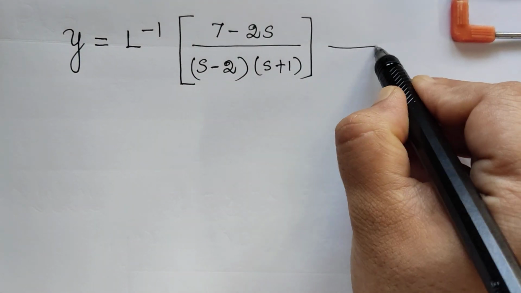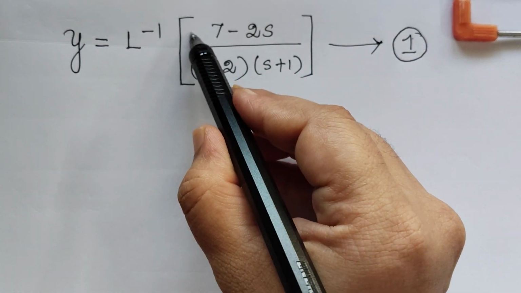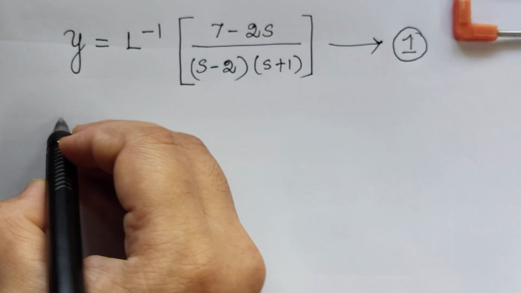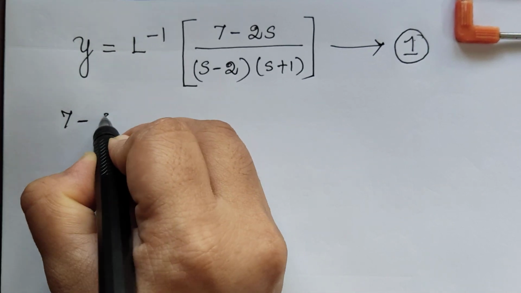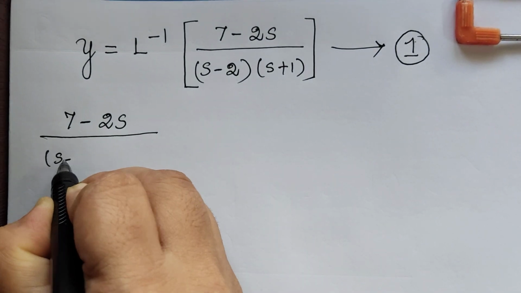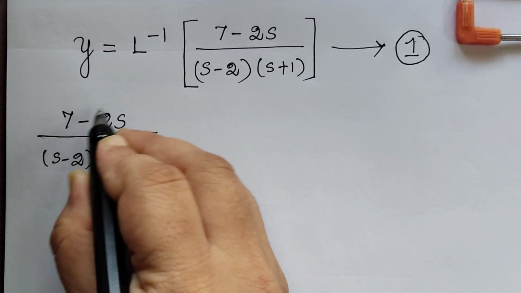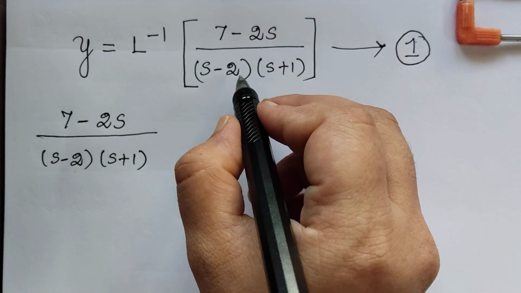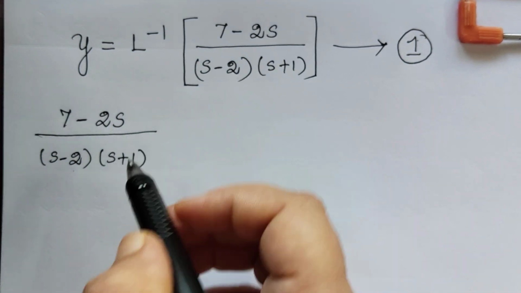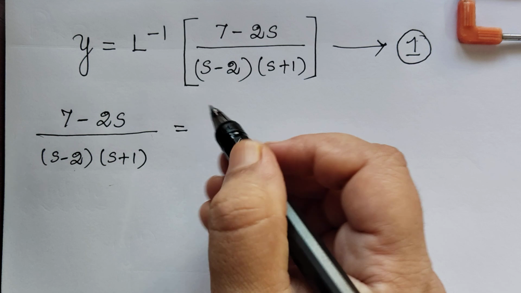So now let us mark this as equation 1. And whatever is in the bracket, we will evaluate separately. That is, we want to find (7 minus 2s) divided by (s minus 2) multiplied with (s plus 1). We have to find this separately and then we shall substitute in this equation 1. Now, in order to evaluate this, we have to separate it by using the partial fraction.